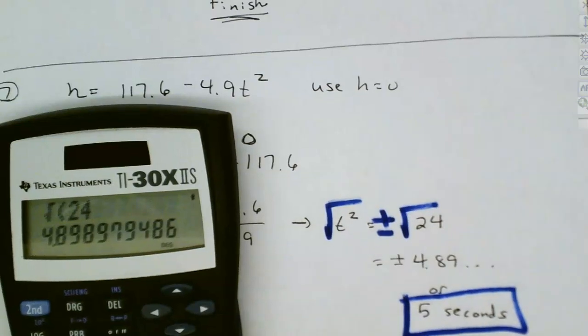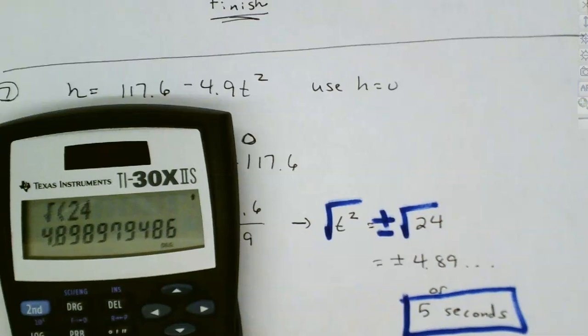You don't have to worry about the minus case. Why not? Can't have a negative time, can you? Right? So it should take about 5 seconds for this rock to hit the ground. Now we have the plus or minus here. When we write our answer, though, we don't put the minus because it's time, and time cannot be negative.